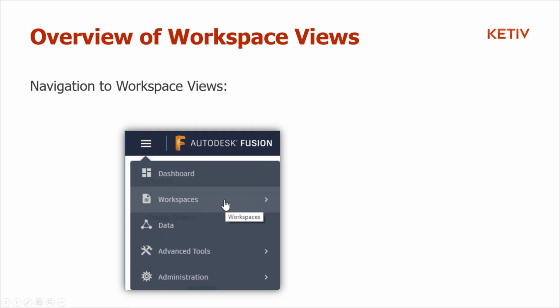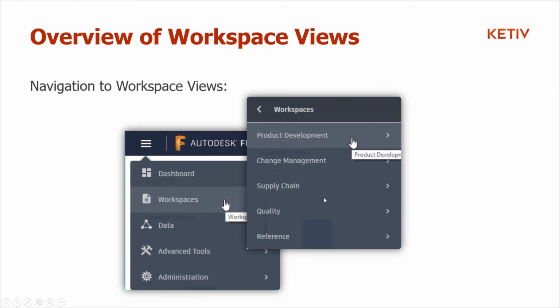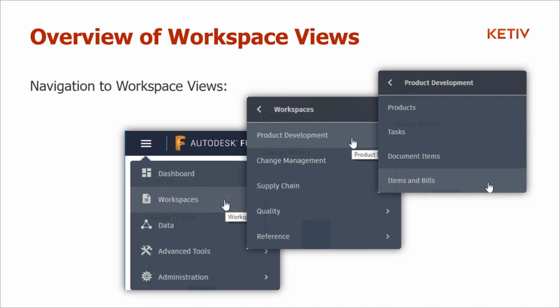So in the modern interface, we have this main menu icon. And when you click on this main menu icon, you'll have a list of different options. And you want to select the workspace option. Then from there, you can pick the category of workspace that you want to access. Again, in our example, we're going to be using the product development workspace. And then we're going to be using the items and bills just like we did inside of the classic interface.